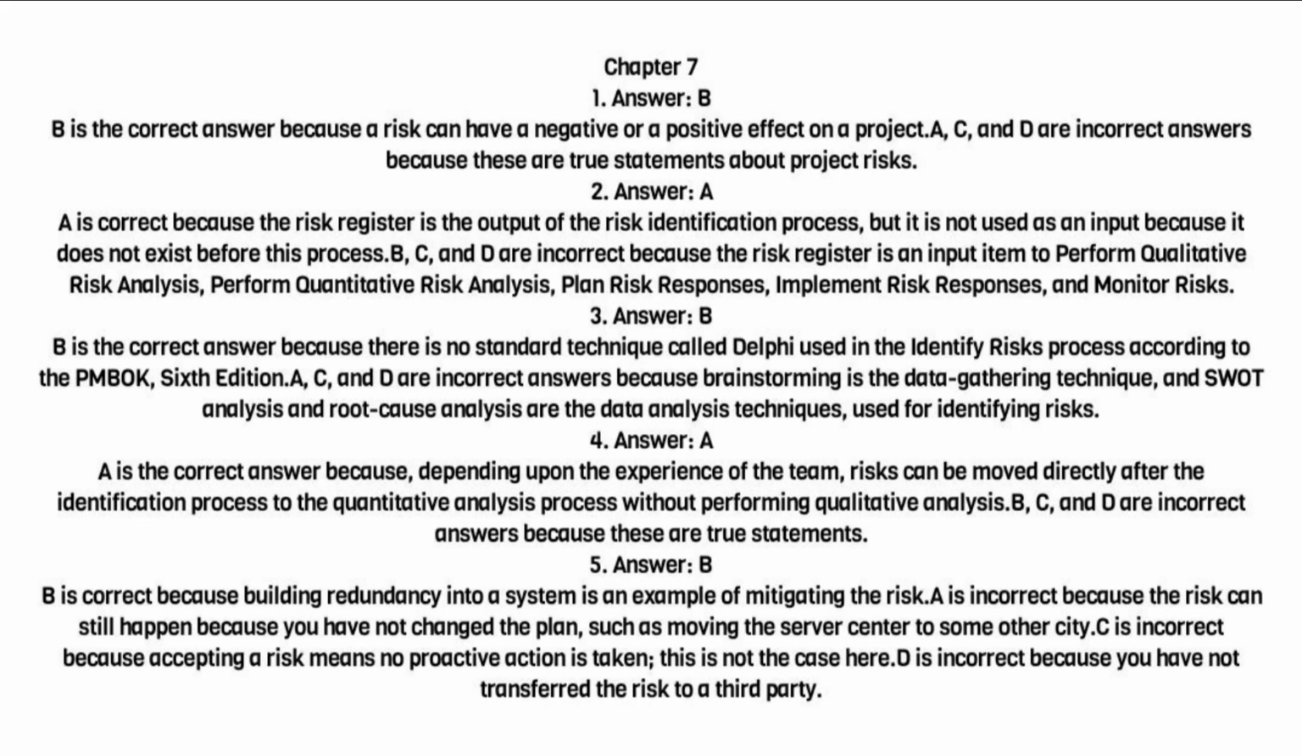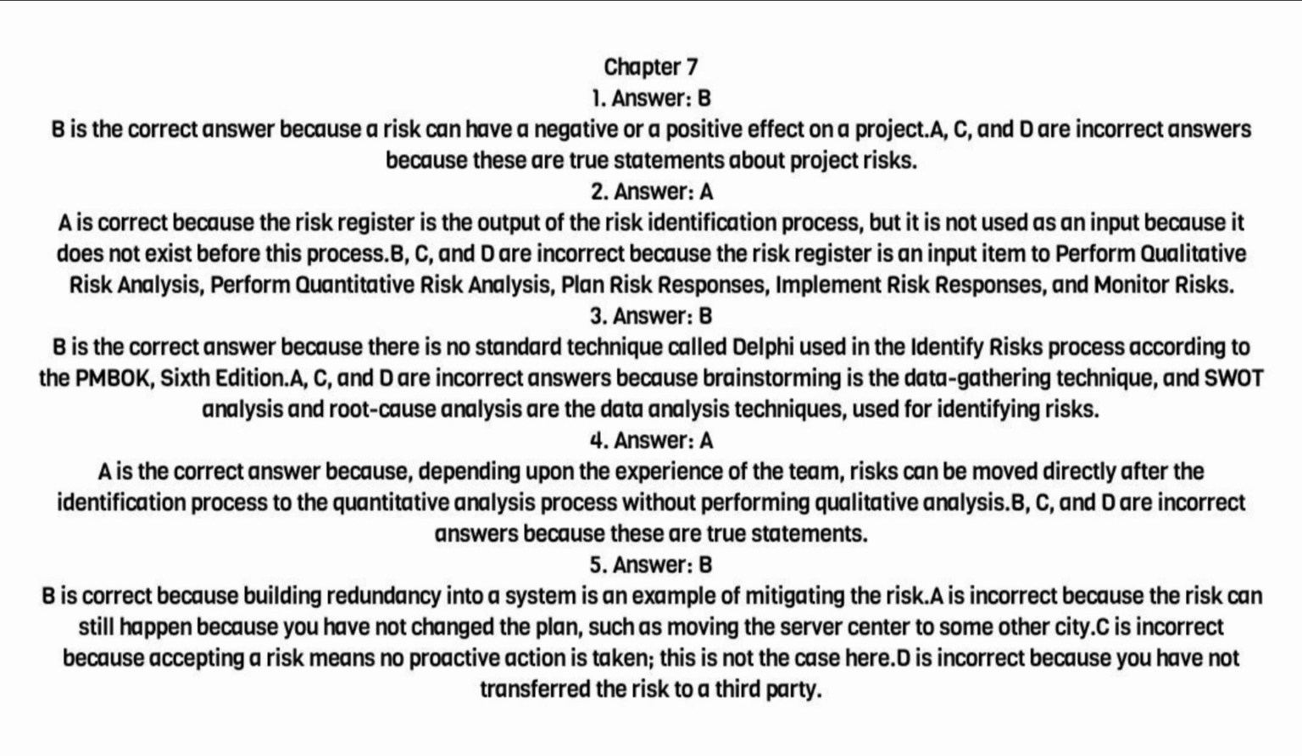Chapter 7. 1. Answer B. B is the correct answer because a risk can have a negative or a positive effect on a project. A, C, and D are incorrect answers because these are true statements about project risks.